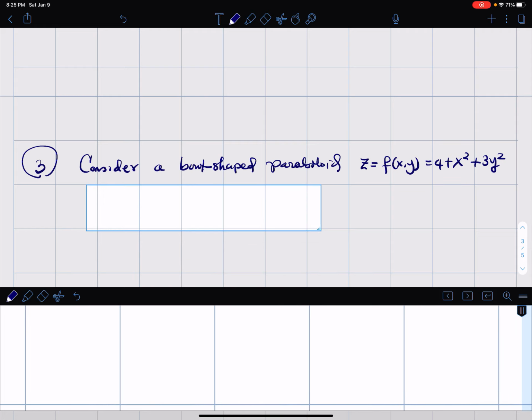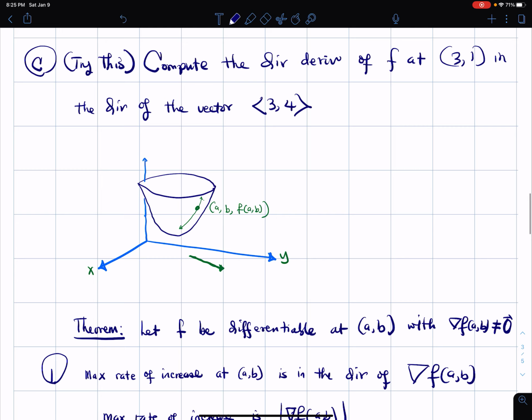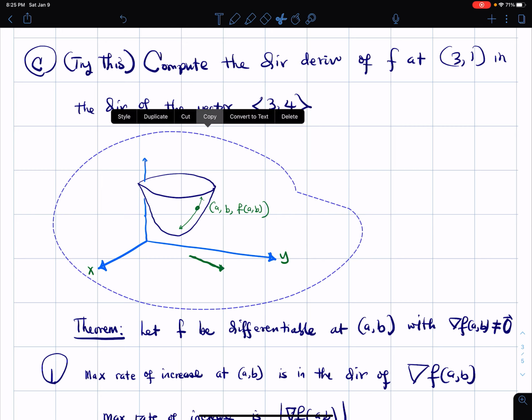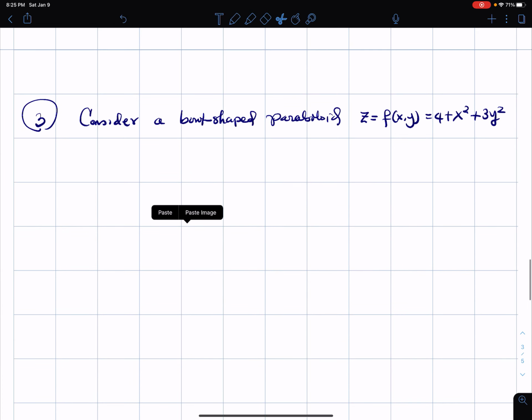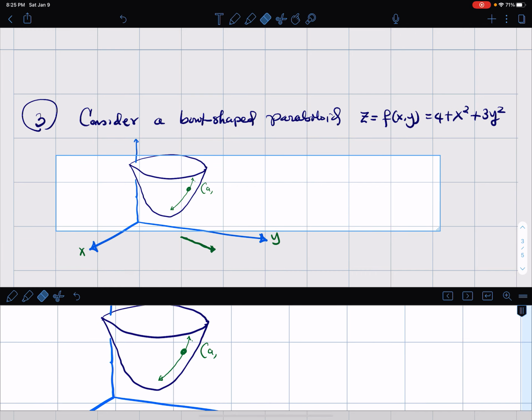And then let's assume we are, so the bowl-shaped paraboloid, just like the paraboloid I had here, I'm just going to copy this instead of trying to draw it again. I have this here. And we would like to compute the maximum ascent rate and the maximum descent rate. The point we're looking at is 2, negative 1/2, and 35/4.